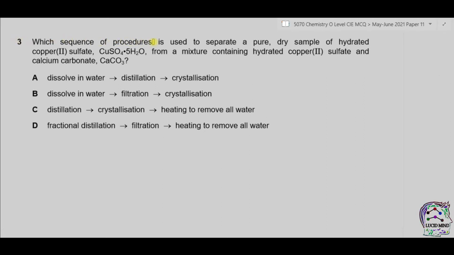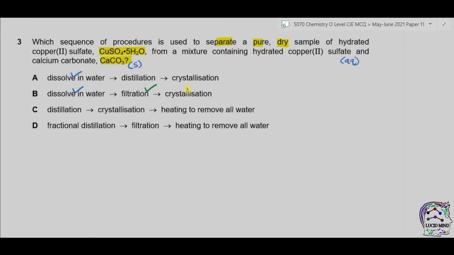Question 3. Which sequence of procedures is used to separate a pure dry sample of hydrated copper 2 sulfate, which is CuSO4.5H2O, from a mixture containing hydrated copper 2 sulfate and calcium carbonate? Now we know that hydrated copper 2 sulfate is soluble in water, while calcium carbonate is insoluble. So first we are going to dissolve this mixture in water. Then the insoluble substance can be filtered out. So second process is filtration. Calcium carbonate will be filtered, and then we have a solution of hydrated copper 2 sulfate.